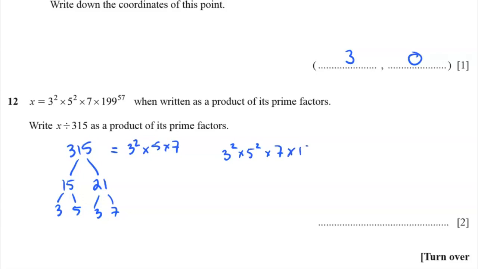times 199 to the 57 divided by 3 squared times 15 times 17. All right, we can cancel the 3 squared divides by the 3 squared to make 1. That's good because 1 times anything is itself. And 7 divides by 7 to make 1, and that's good. And 5 cancels one of the 5s and leaves the other one there. And what we're left with is 5 times 199 to the 57.